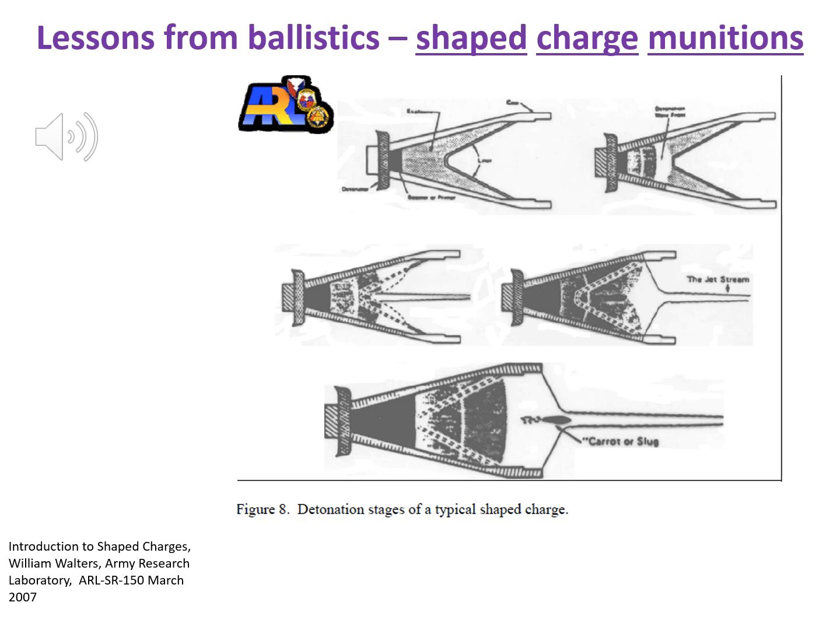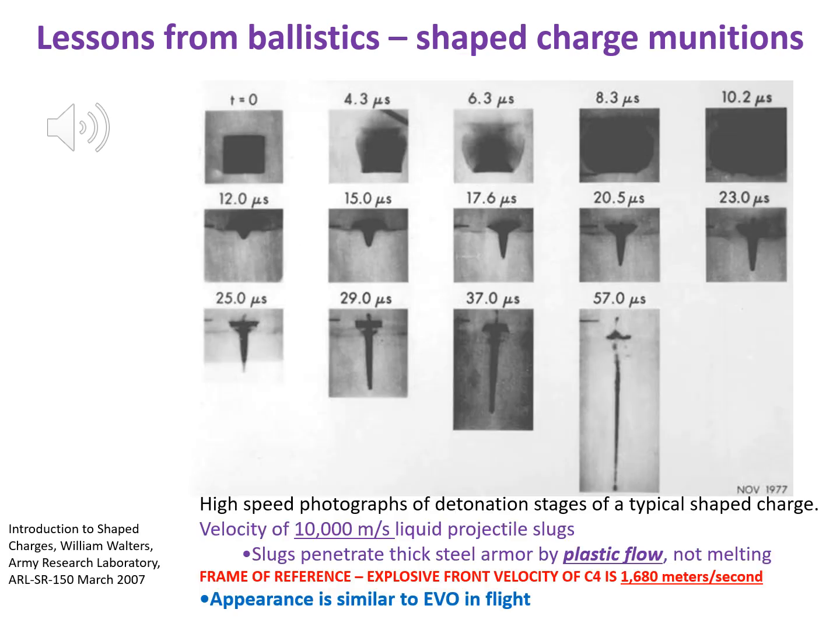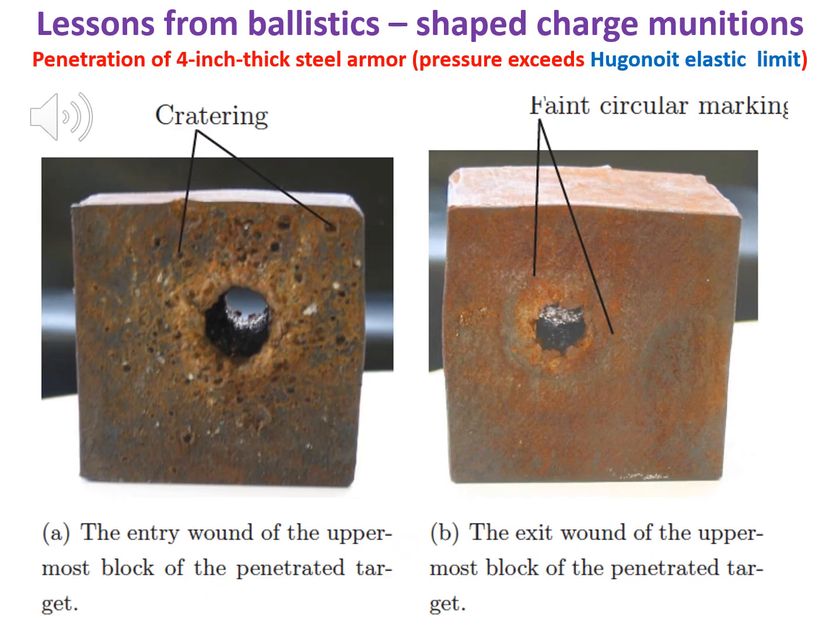when it explodes, it shoots out a very fast liquid stream of the copper. This is high-speed photography of a shaped charge munition showing the copper liquid slug being ejected at a velocity of 10,000 meters per second. This shows the copper slug penetrates 4-inch thick armor steel by plastic flow exceeding the hydrodynamic elastic limit. It does not happen by melting.